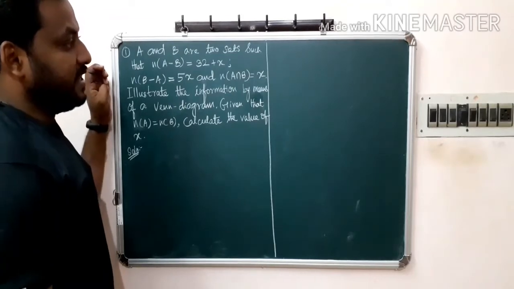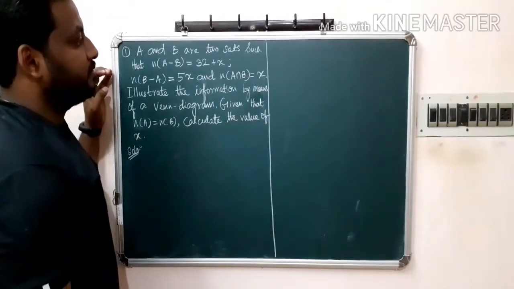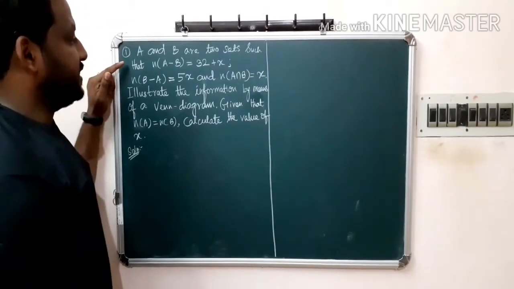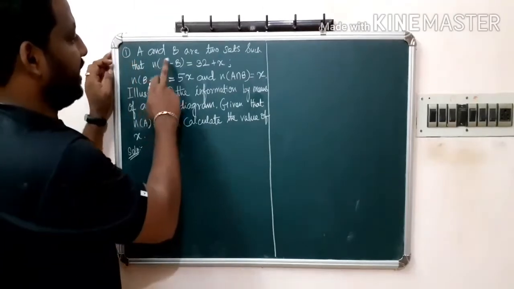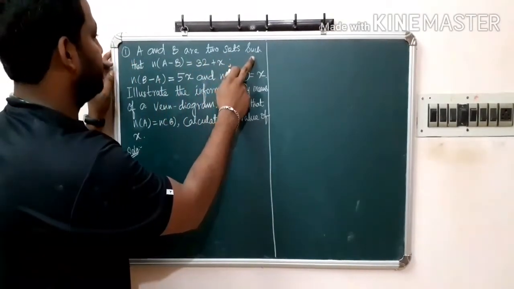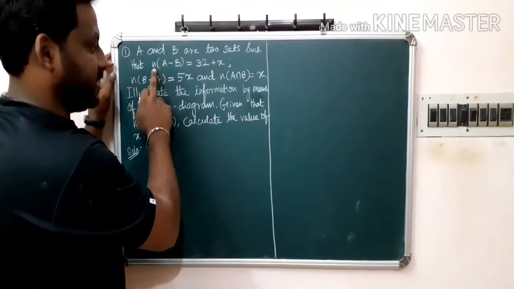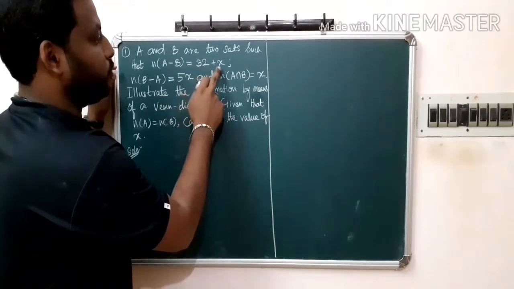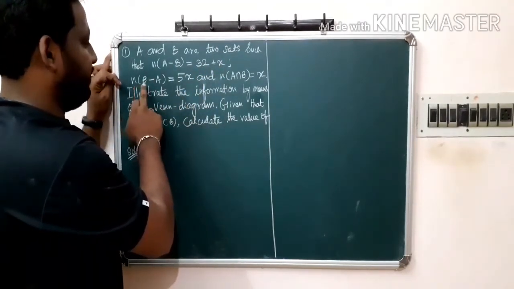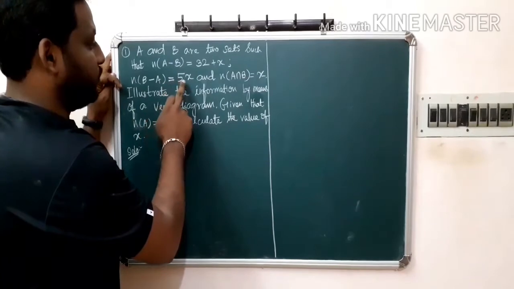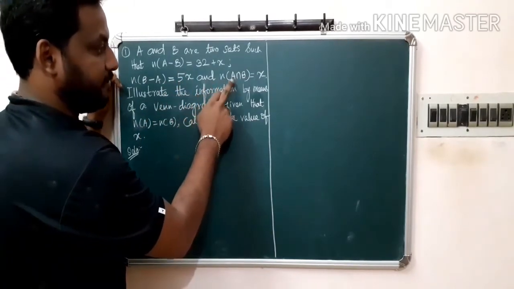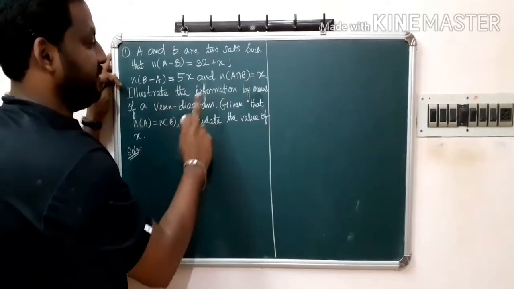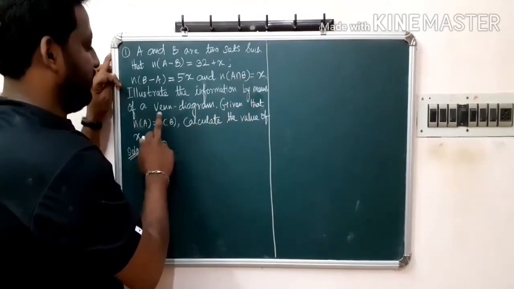So we are going to see the continuation of the last week class. First question: A and B are two sets such that N of A difference B is equal to 32 plus x, N of B difference A is equal to 5x, and N of A intersection B is equal to x. Illustrate the information by means of a Venn diagram.